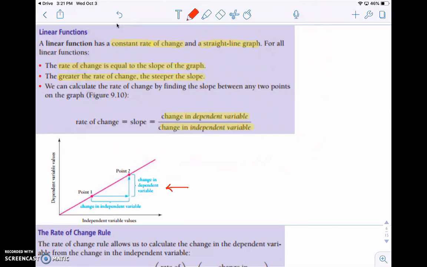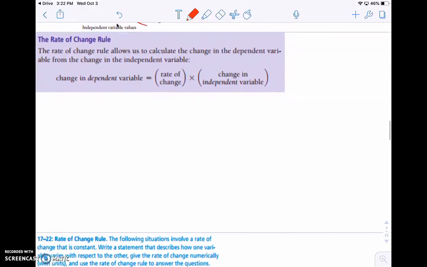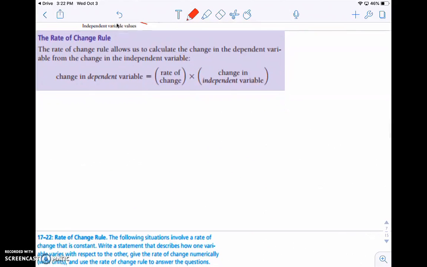So here's how much our dependent variable changed, here's how much our independent variable changed, and that's how we would find this rate of change. Okay, now we're going to look at something that can be helpful. It's called the rate of change rule, and this rule helps us calculate the change in the dependent variable from the change in the independent variable.